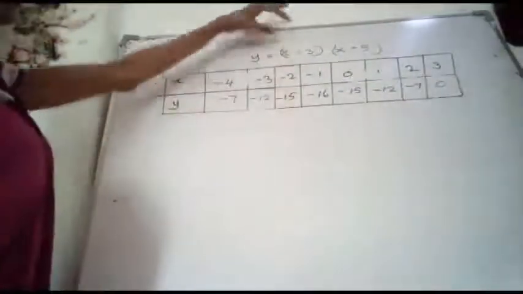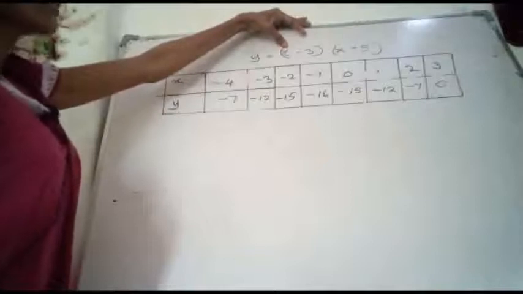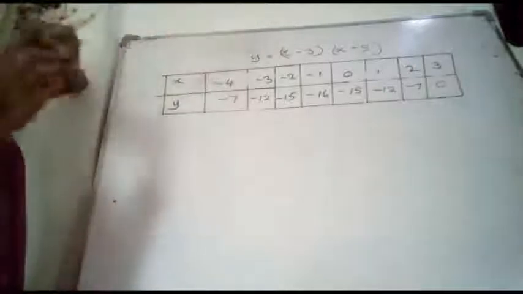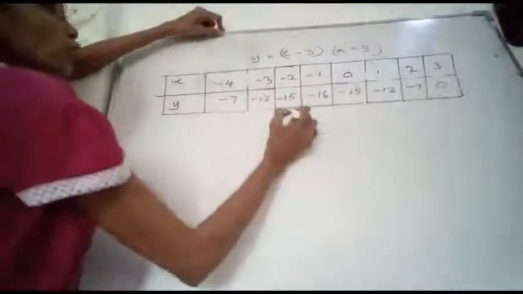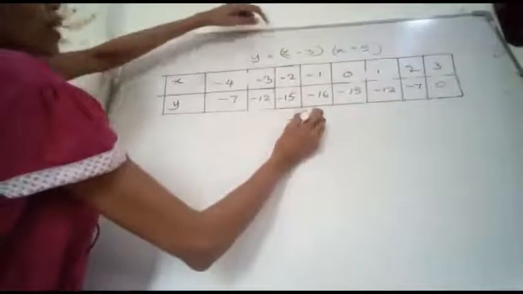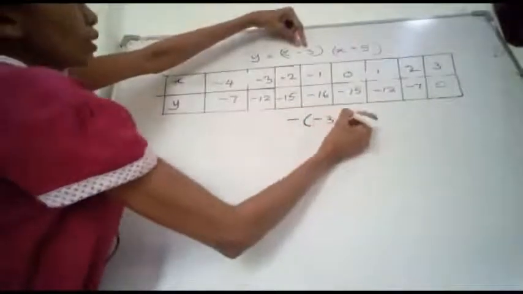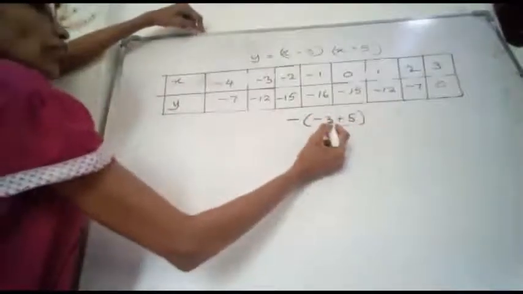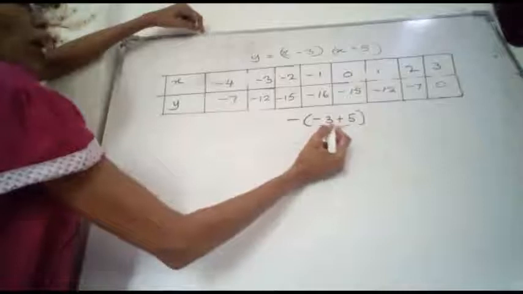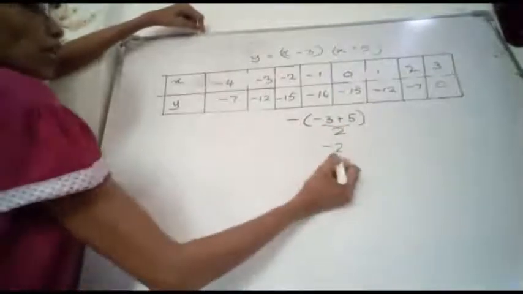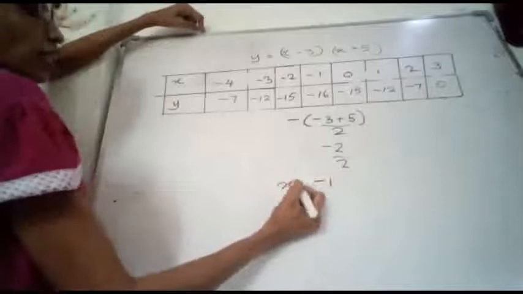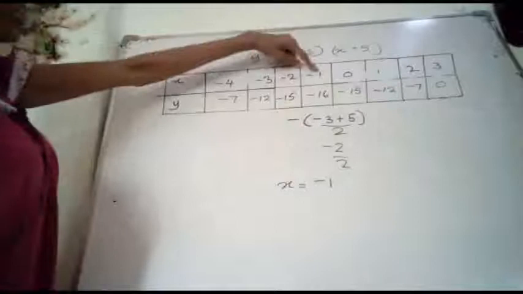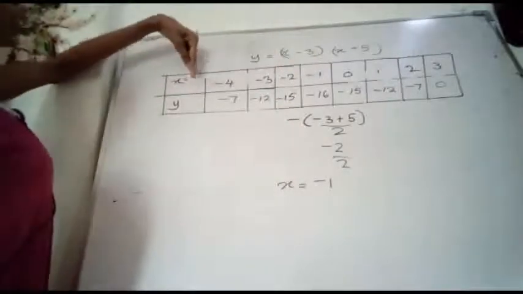Now we are going to draw the graph of y equals (x - 3)(x + 5). Here the equation of the axis of symmetry is x = -(-3 + 5)/2 = -2/2 = -1. So x = -1 is the axis of symmetry.